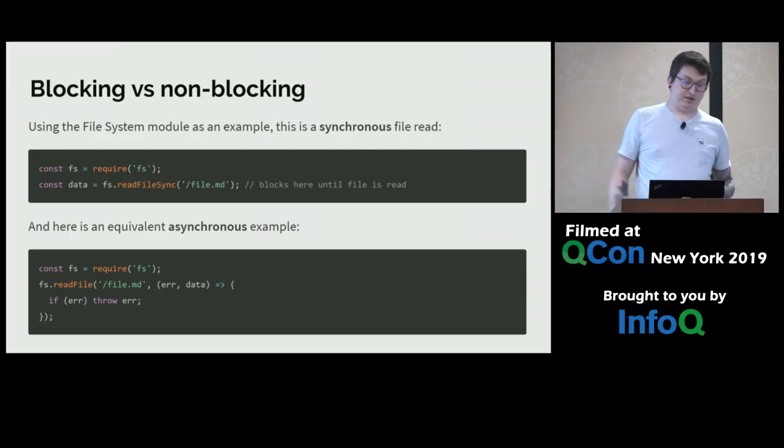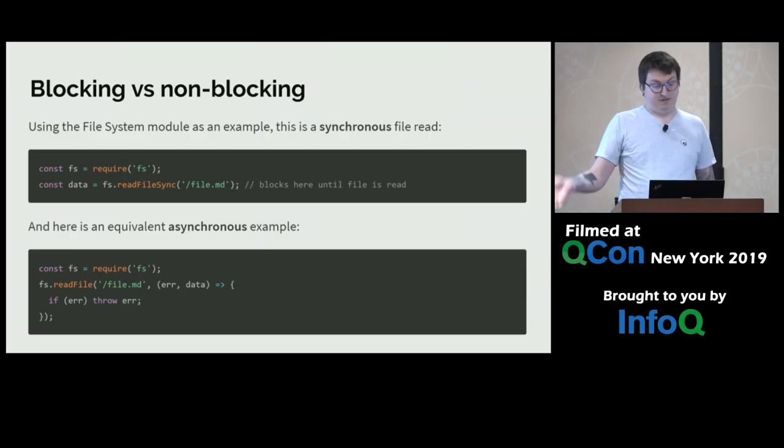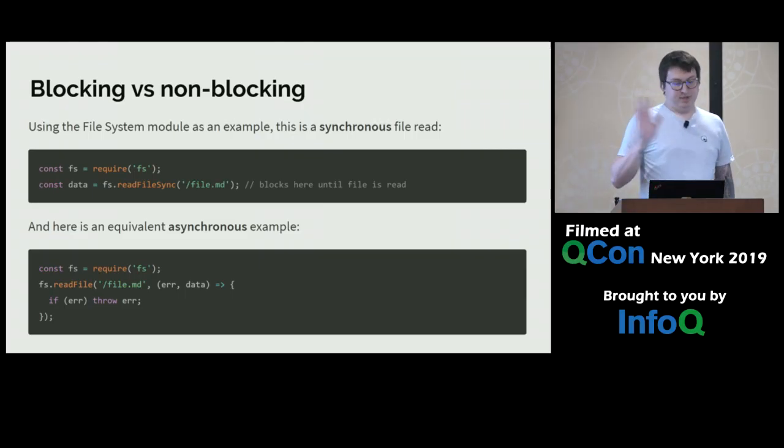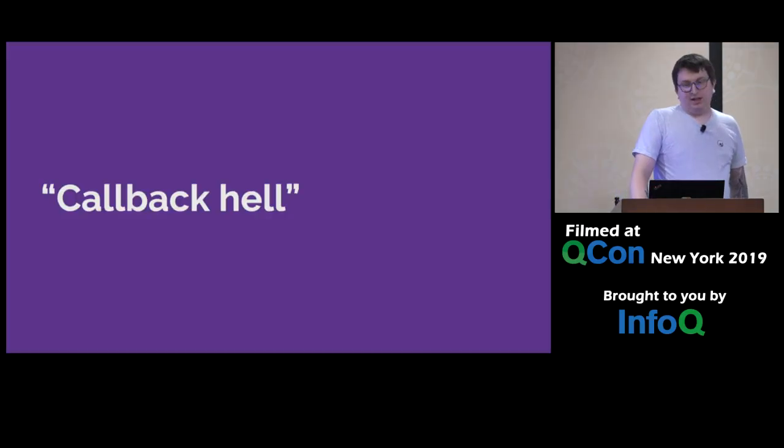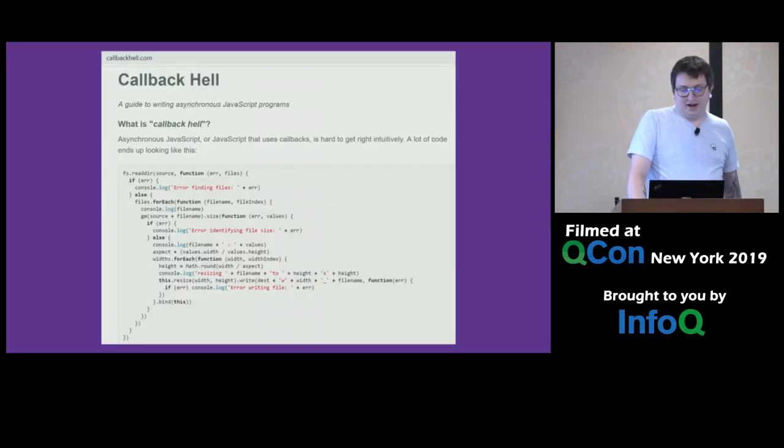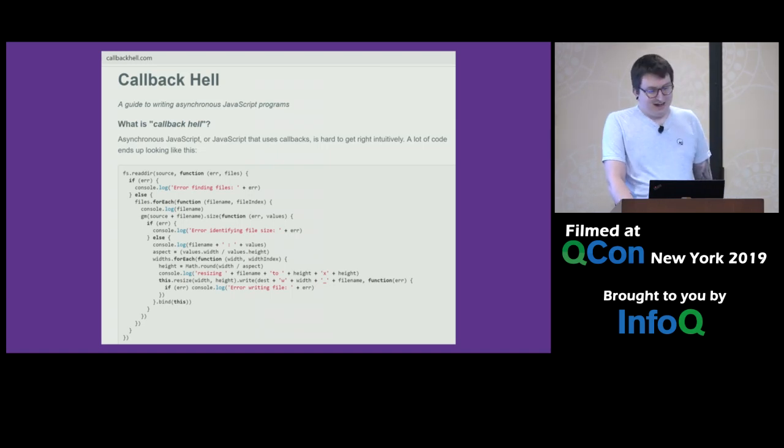So here's the equivalent example, asynchronous. You pass a closure into read file and you check things inside of there, and so this closure happens. This is a minor transformation, it looks totally fine. The problem comes when you start building bigger and bigger and bigger things. You get this, callback hell. Turns out the website callbackhell.com, this is an example that they have of writing JavaScript in this style.